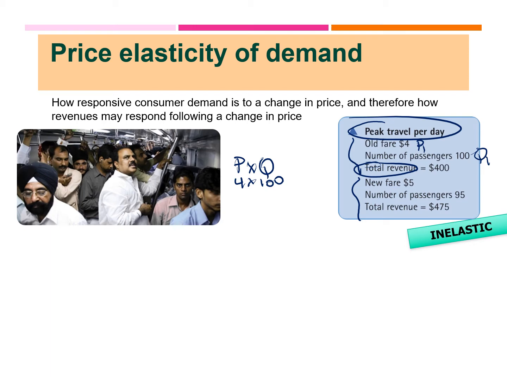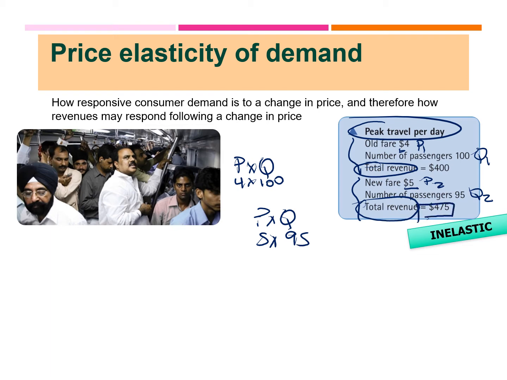Now, if they increase the price from $4 to $5, this means this is my new price, and the number of passengers decreased from 100 to 95. This would be my new quantity. What is the new total revenue? My new total revenue would be price times quantity, which is 5 times 95, and it gave me $475.